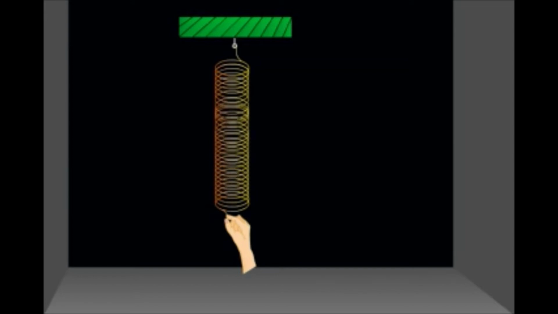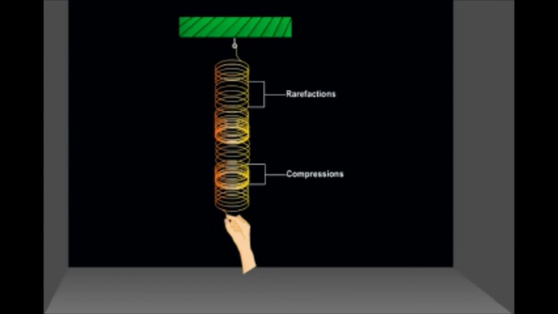other and some regions move apart. And these regions which come close to each other are compressions, and the others are rarefactions. You see something? The compressions and rarefactions are alternate regions, one after the other. And these regions form a wave that is traveling along the spring. Now, what is the direction of this wave?